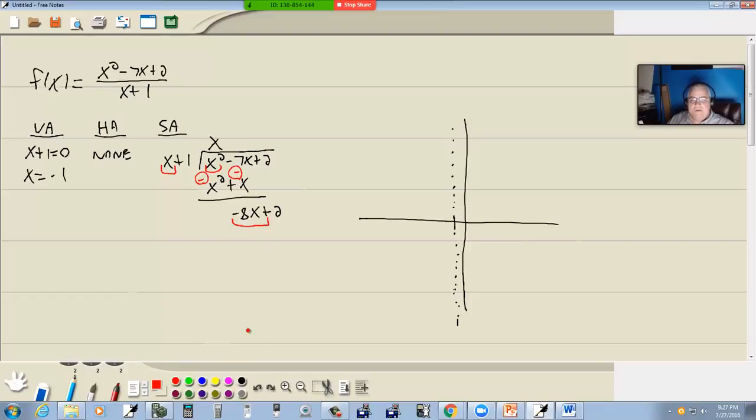And again, we look at the first term of each side, what to put up on top. X times negative 8 gives us negative 8x. Negative 8 times x is negative 8x. Negative 8 times 1 is negative 8. Flip signs. So this becomes positive, this becomes positive. Negative 8x plus 8x drops away. 2 plus 8 is 10. And that's our remainder, and we said our remainder drops away. So our slant asymptote will be y is equal to x minus 8.